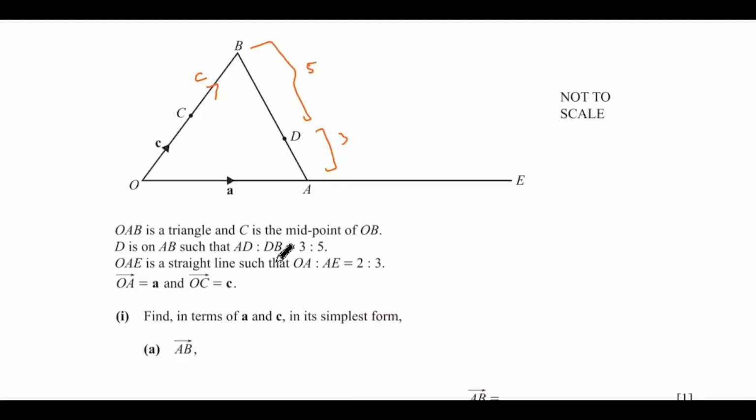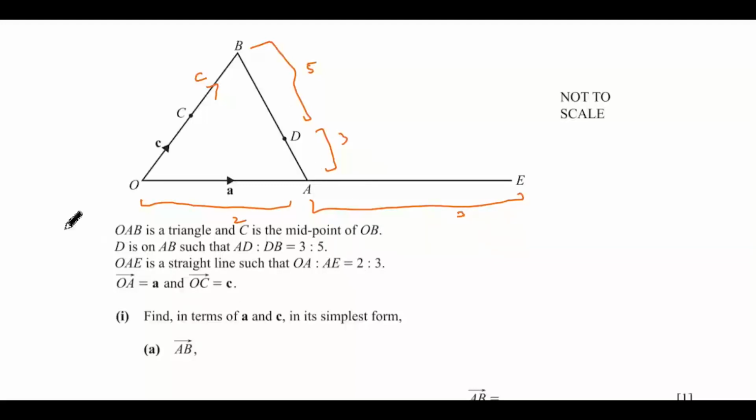Then OAE is a straight line such that OA to AE, OA being this one here, is in the ratio 2 to 3. So that is the ratio as well. OA equals A and OC equals C. Find, in terms of A and C in its simplest form, vector AB.